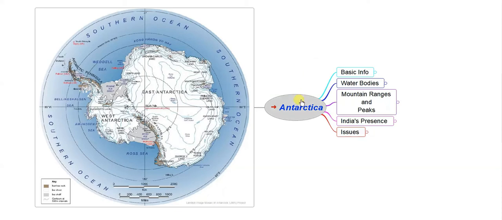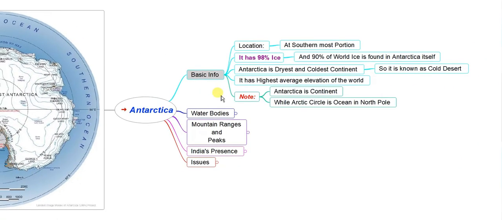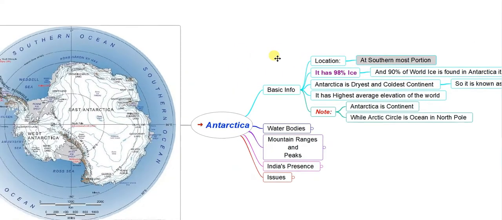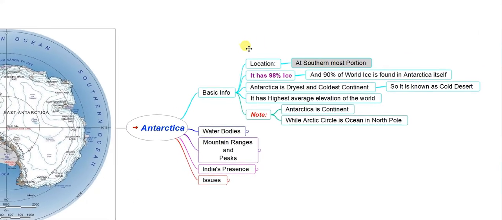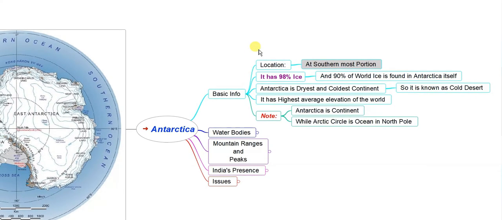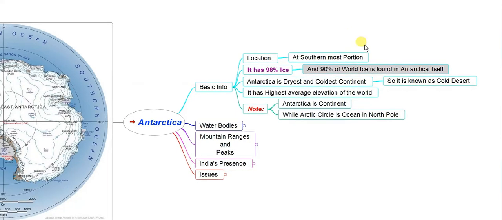Now, if we talk about the basic information about Antarctica, its location, as we all know, is in the southernmost portion of the world. You can see here the Southern Ocean and the southern part of the globe. It has 98% ice, and 90% of the world's ice is found in Antarctica itself. Antarctica is the driest and coldest continent, because of which it is known as a cold desert, and it has the highest average elevation of the world.